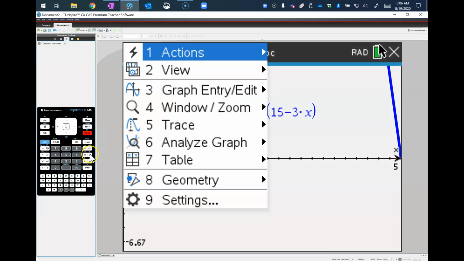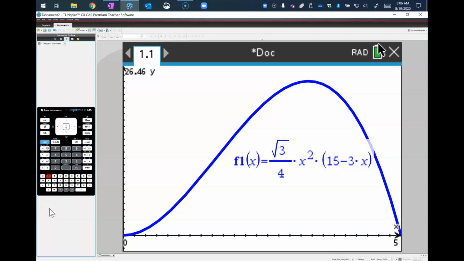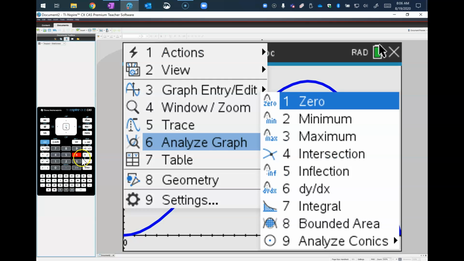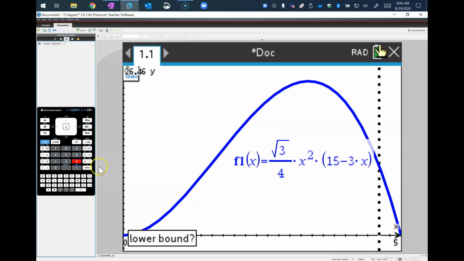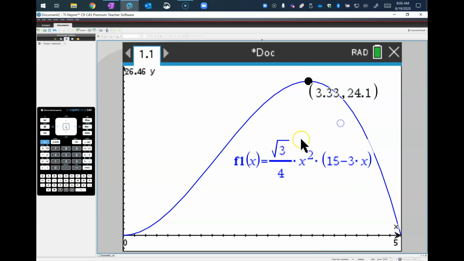So the second step is menu, window zoom, zoom fit, just about almost always works. So I'm going to select that. And we get a beautiful looking graph right there that we can find the maximum of without too much trouble. So then remember, to find the maximum, I go menu, analyze graph, maximum is option 3. Okay, go a little bit to the left of that point, hit enter. Go a little bit to the right of that point, hit enter. And there's your maximum. Now remember, if you want more decimals, you can hover over each of those using your trackpad and hit the plus button.